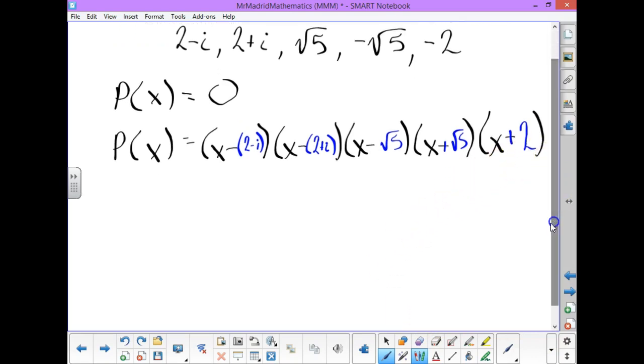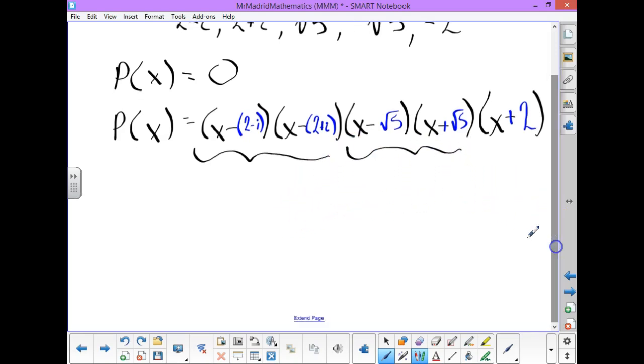Let's see here. Alright, now these two in particular and these two work out in a very unique way. So you do want to, although you could multiply them in any order, take a look at those specifically. So let's start off with the multiplication of these two. Again, this is just an exercise in multiplication.